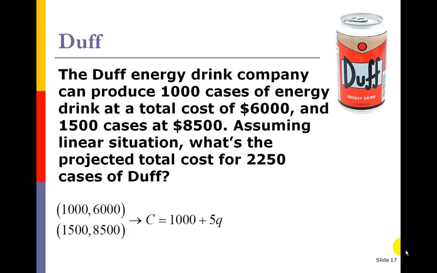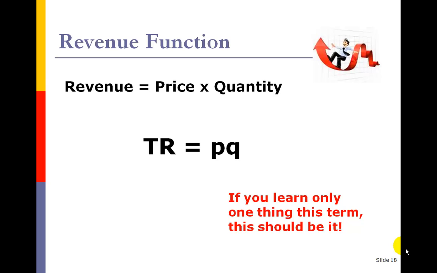The next stage, once we have our formula, is to substitute our 2250 in. I take that quantity Q, replace it with 2250, crunch it all out, and I get a total of 12,250. So there's an example of where we could use our business situations along with our math linear situations. Another very common, very popular business concept is revenue.